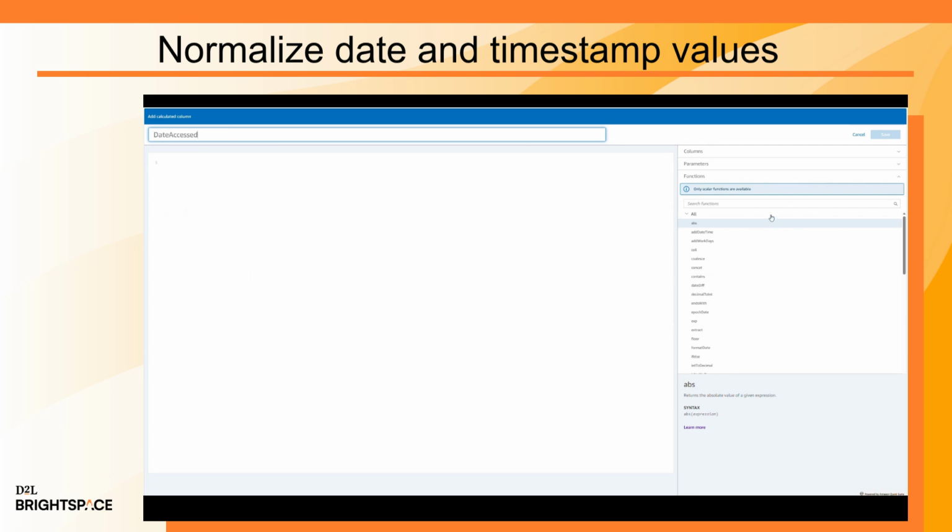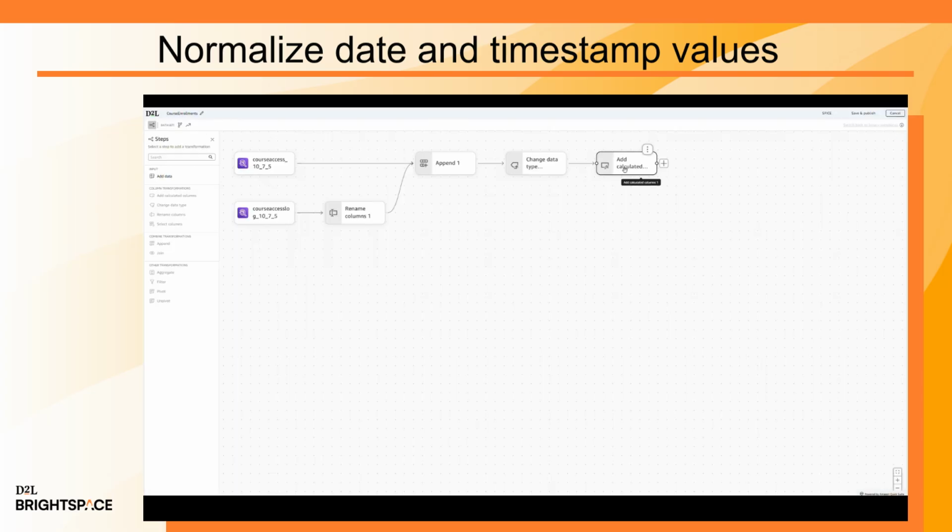In Functions, find truncDate and copy the code under Syntax. Type DD in place of period, and type days accessed in place of date. Confirm in the Preview panel that the time portion is removed.